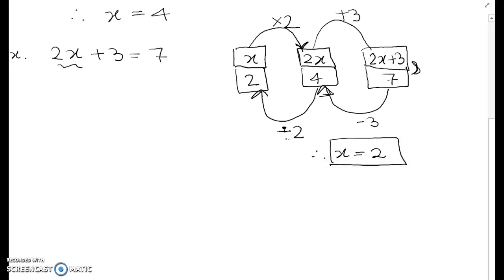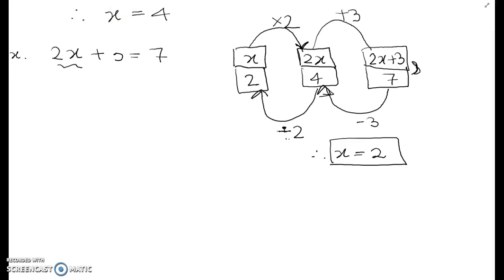So let's try to solve it now without flowchart. So 2x plus 3 is equal to 7. From the flowchart, we have realized that plus 3 was the last operation applied to x. So therefore, we have to do that first. I'm just going to try to change the color. So plus 3, take away 3. So this is not the best one. Okay, let's get rid of that first.